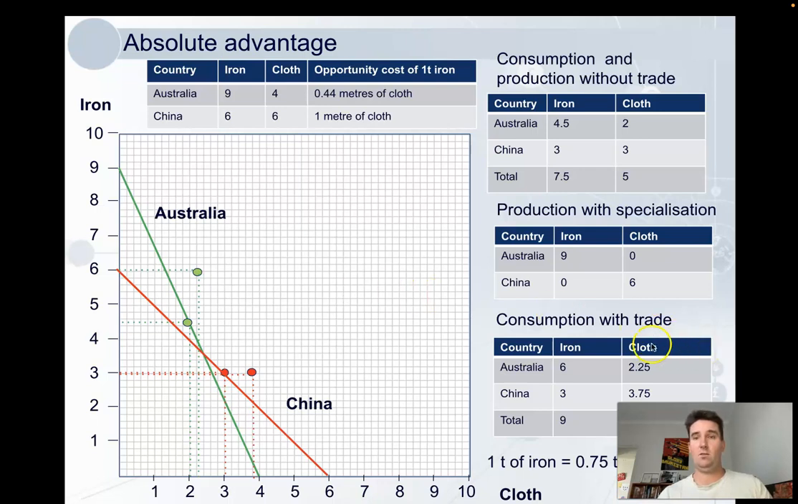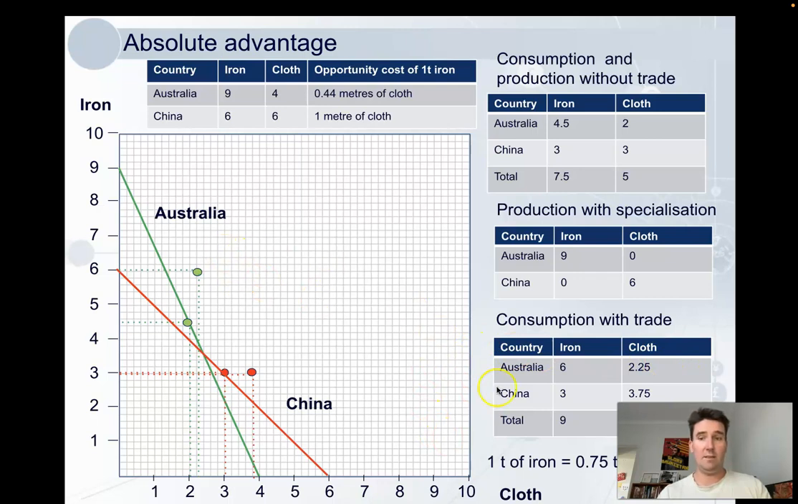China trades away 2.25 million tonnes of cloth and receives 3 million tonnes of iron. Again, this is a better return than they could have expected by rearranging their local production. Both countries have gained from trade.